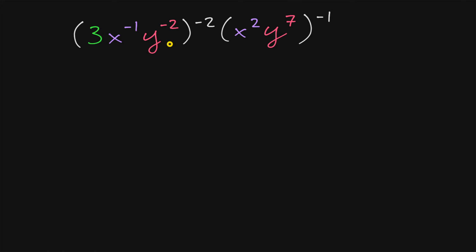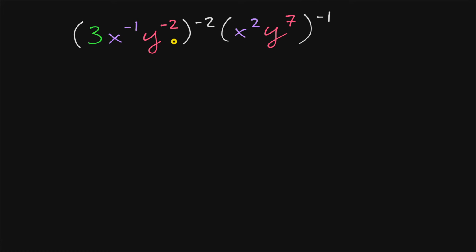If you look at the first set of brackets, you'll realize that we just have a product inside these brackets. So we have 3 times x^-1 times y^-2. So this is a product with 3 factors. It's basically a multiplication of 3 components or 3 factors, 3, x^-1 and y^-2. And this product is all raised to the power of negative 2.